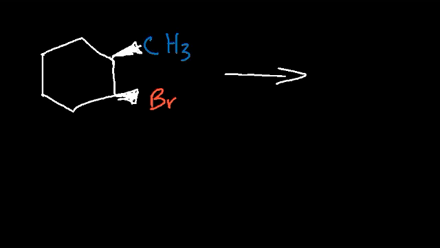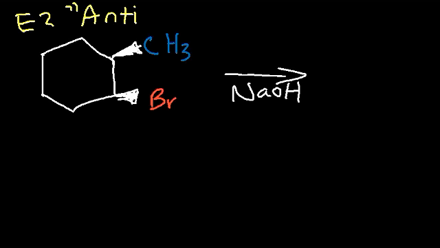So here's another example for you. Let's combine this alkyl halide with sodium hydroxide. What is the major product for this reaction? Most E2 reactions are known as anti-elimination reactions. Now, what does that mean? What this means is that the hydroxide is going to grab a hydrogen from the back.